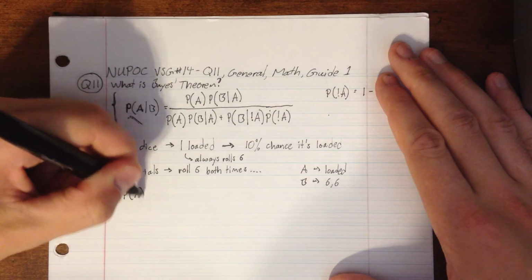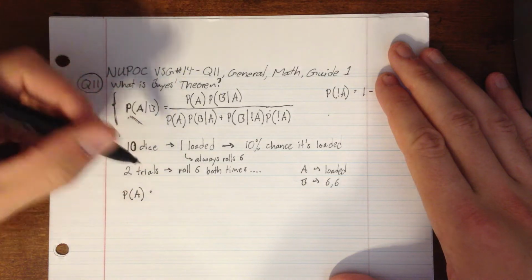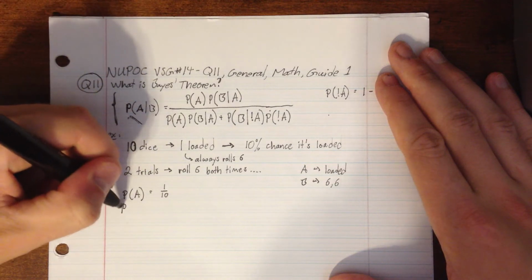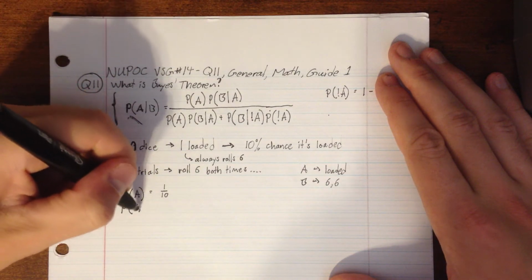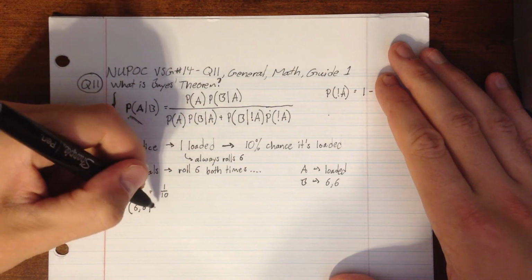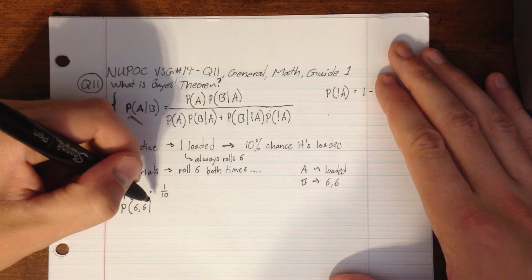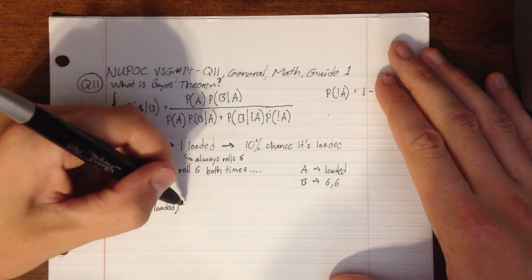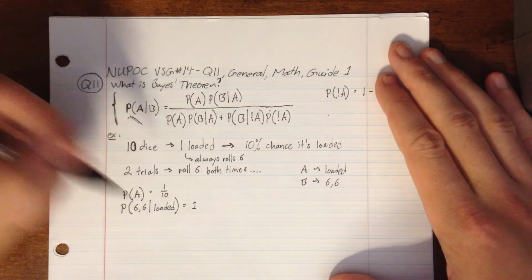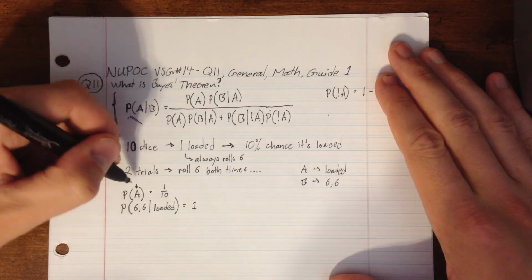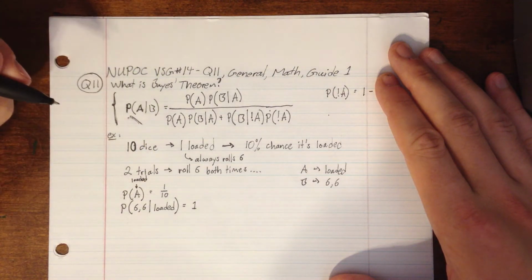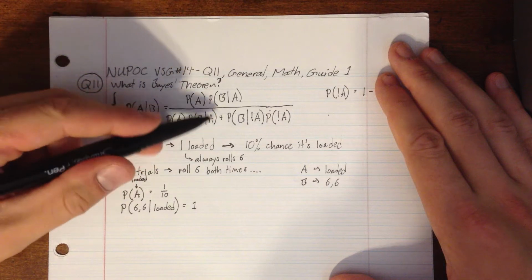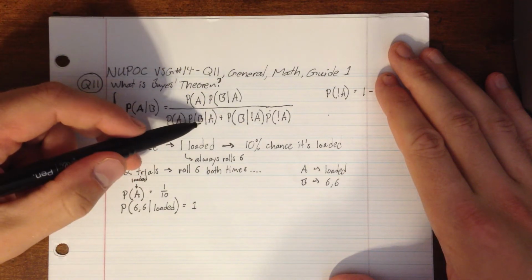So let's calculate each of these. The probability of A, the probability that it's loaded, we know is 1 in 10. That's our a priori knowledge. The probability of B, that we roll a 6 and a 6, given that it's loaded, is 1, because if it's the loaded die, it always rolls 6. By the way, I should have written probability loaded here instead of probability A, since A is loaded.